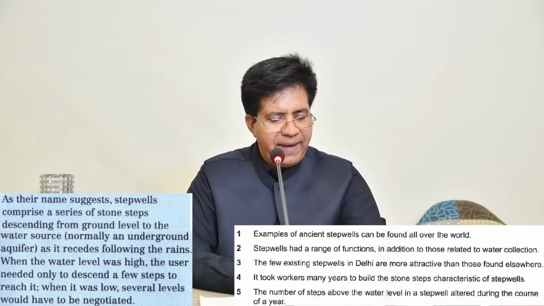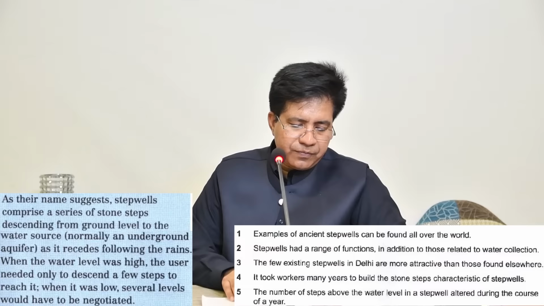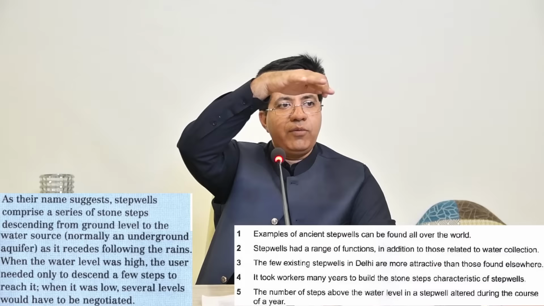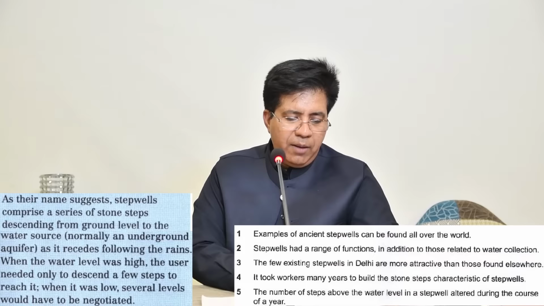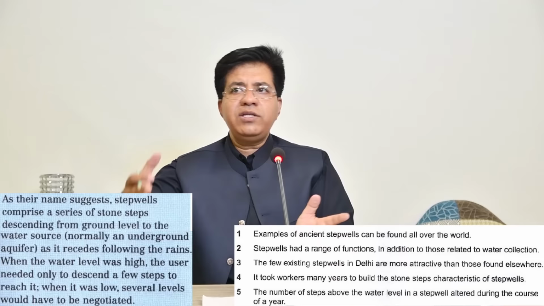Now, please come back. Number of steps above water level in a step well altered during the course of a year. Now please come back. For course of a year, what is the word for that? When the water level was high, the user needed only to descend a few steps to reach it. When it was low, several levels would have to be negotiated. So course of year, it can be like during the rainy season, more water, they had to do it from up there. If there was no rainy season, dry season, they had to go down. So, number of steps above water level in a step well altered. Is this right? Answer is true. Means number of steps changed. For example, rainy season, from second step you could get water. And dry season, you had to go down 10 steps, 12 steps, and all that.